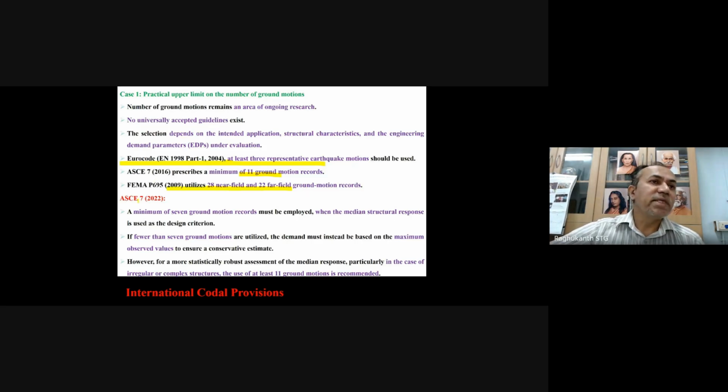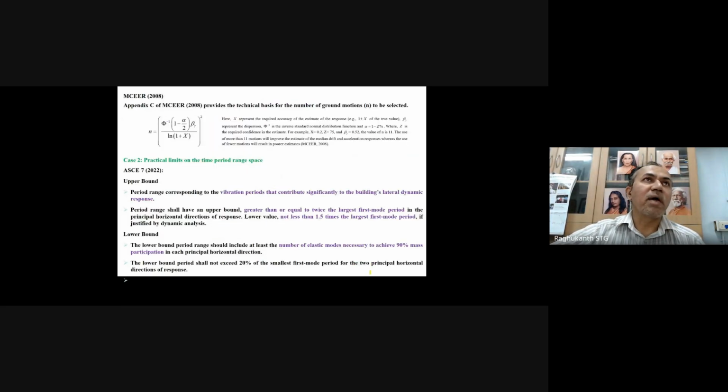Now in ASCE 7, they say that if 7 ground motions are employed, the median structural response should be used as the design value. They also say that if we are not able to get 7 ground motions, if we get fewer than 7, then the demand should be based on the maximum observed values. And if we are using an irregular or complex structure, like a tall building or bridge or some important structure, they say that 11 ground motions are recommended. So this is as per the ASCE 7 code itself.